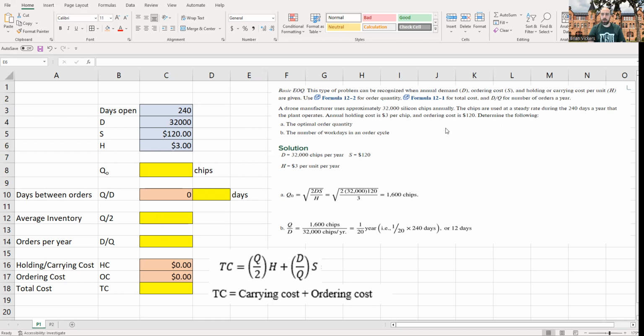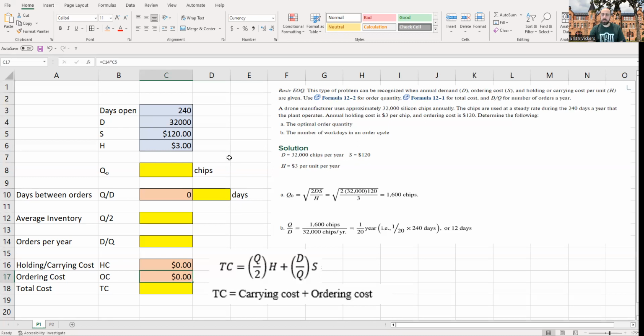So we need to figure out the following information: how many to order, the number of work days in an order cycle, and I've also added a few more things to figure out as well, just because I think they're useful to do in this practice problem, because you're going to have to do it in your problem set. So total cost, for example, figuring out the holding cost, ordering cost, all that. So let's figure it out.